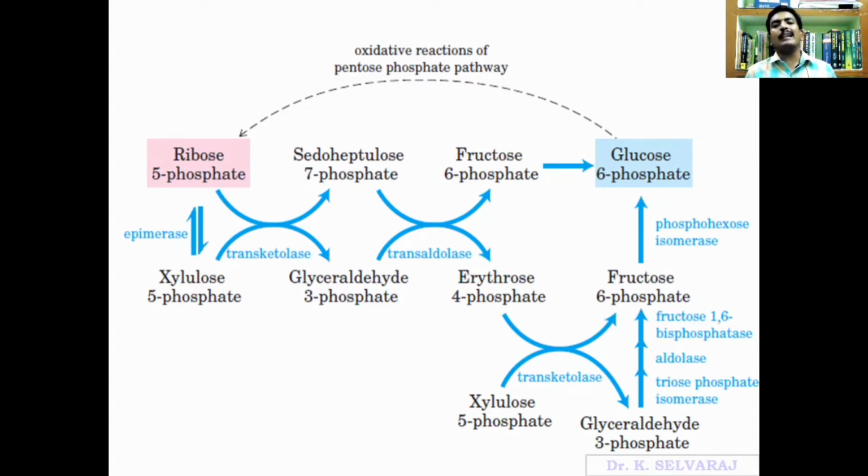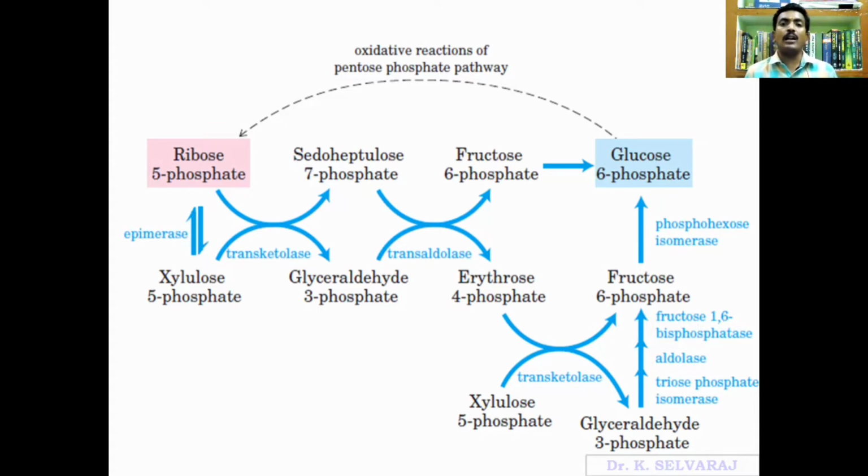The enzyme transketolase is involved. Transketolase means it transfers one keto group to the aldose, the keto acceptor. Then in the second step, sedoheptulose 7-phosphate reacts with glyceraldehyde 3-phosphate. It forms fructose 6-phosphate and erythrose 4-phosphate.